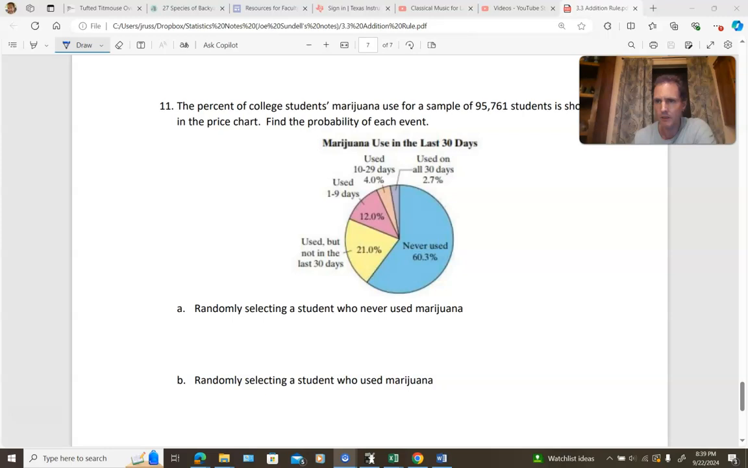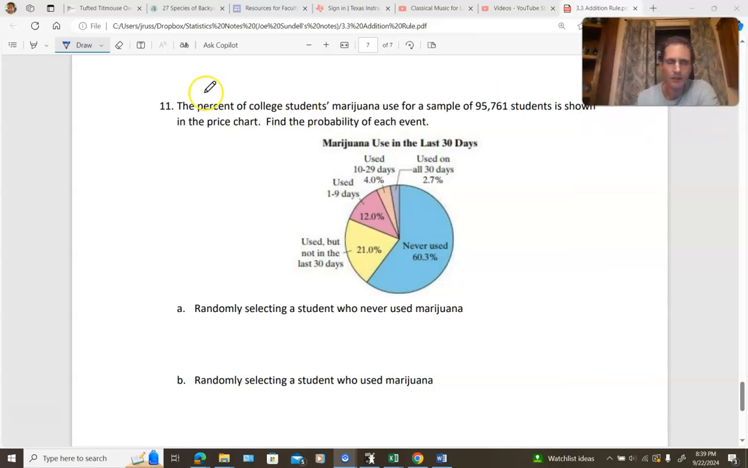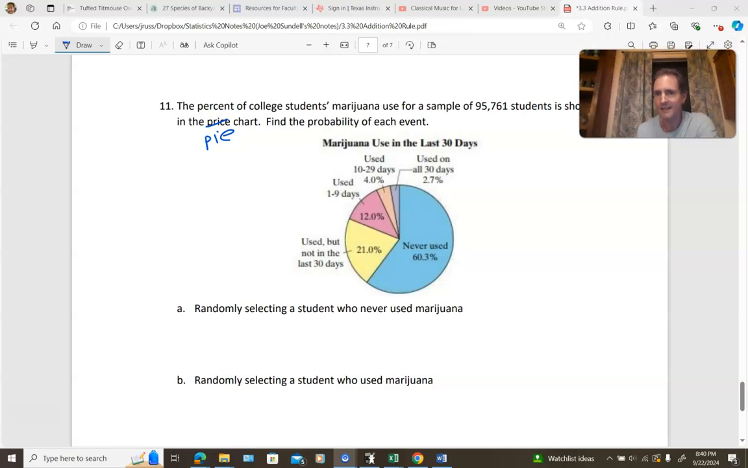Number 11, okay? All right, so what we've got here, the percent of college students' marijuana use for a sample of 95,761 students is shown in this pie chart. I should say pie, obviously. Sounds like whoever did this could have been smoking marijuana. But anyway, we want to find the probability of each of these events, okay?